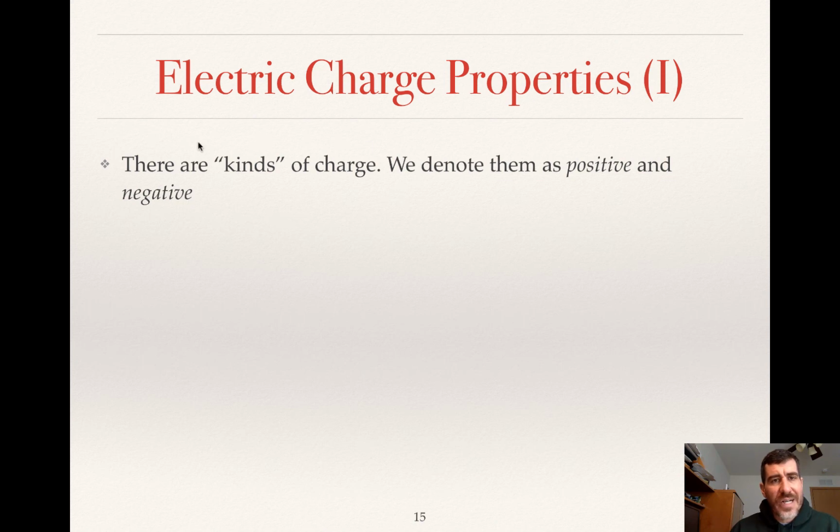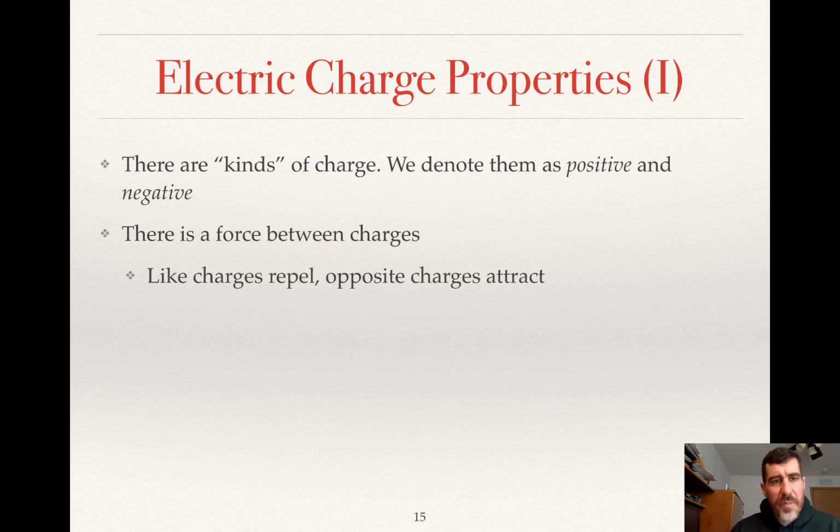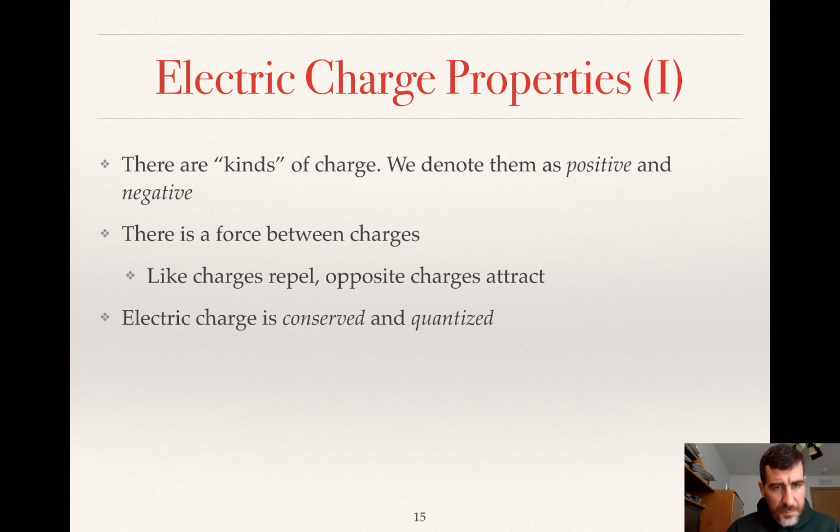Okay, so some properties of electric charge. Well, of course, there's two different kinds of electric charge. This has been known for a long time, so Ben Franklin gets the credit for denoting them as positive and negative. And of course, if you have two charged objects, there's going to be a force between them. Like charges repel and opposite charges attract. So if you have two positives or two negatives, you get a repulsive force. If you have a positive and a negative or a negative and a positive, you get an attractive force.